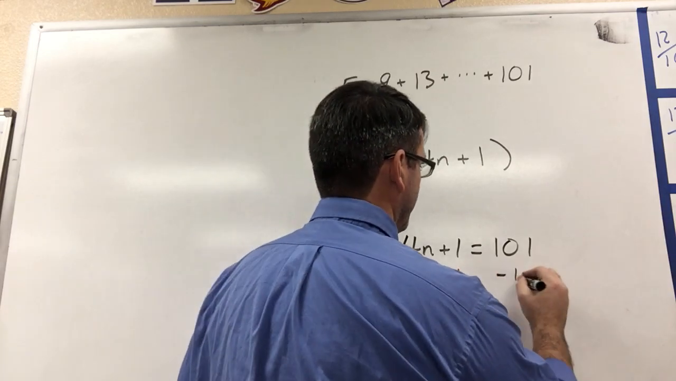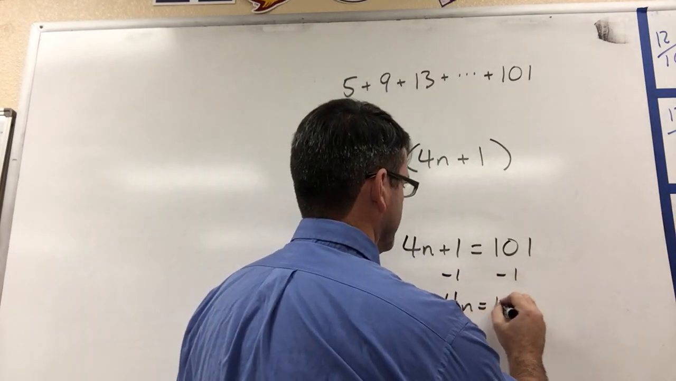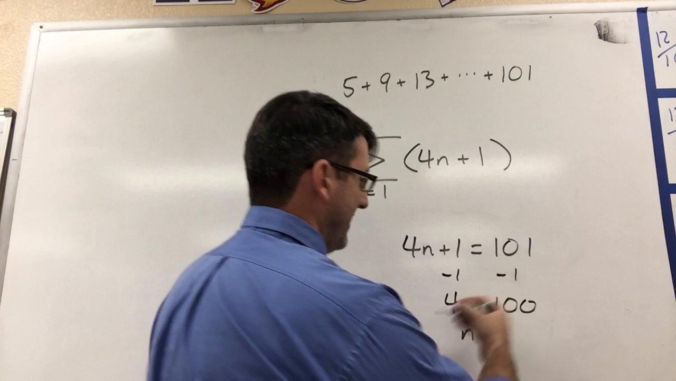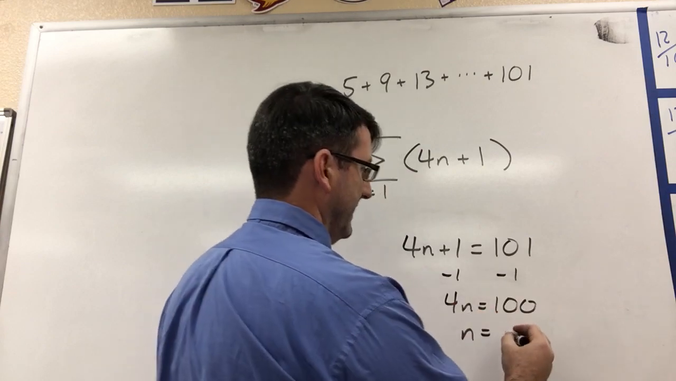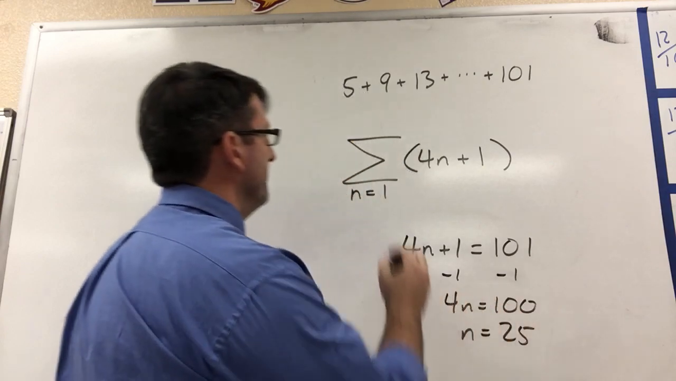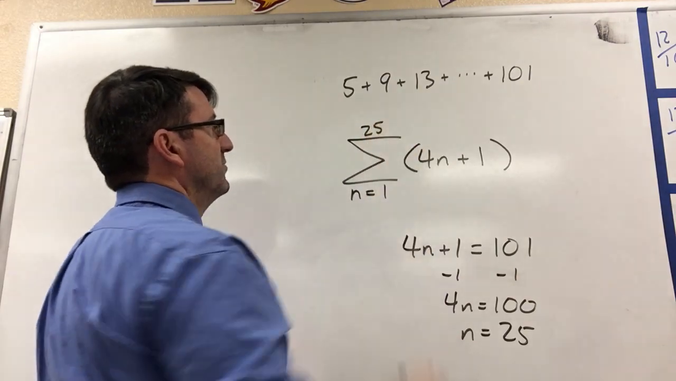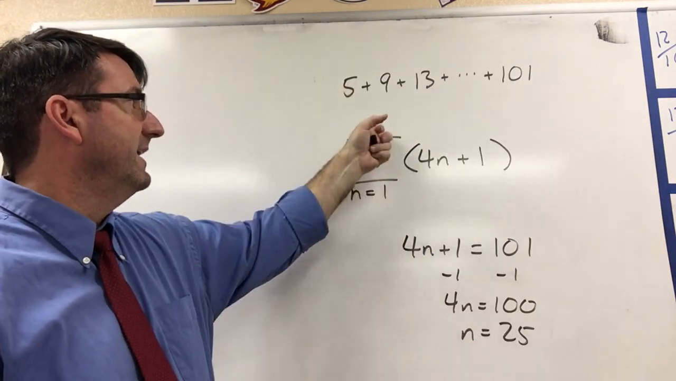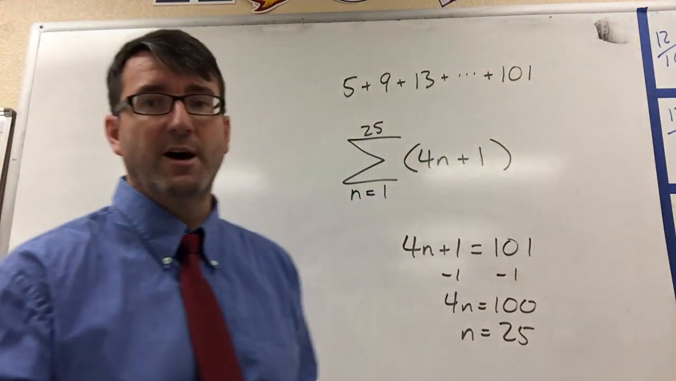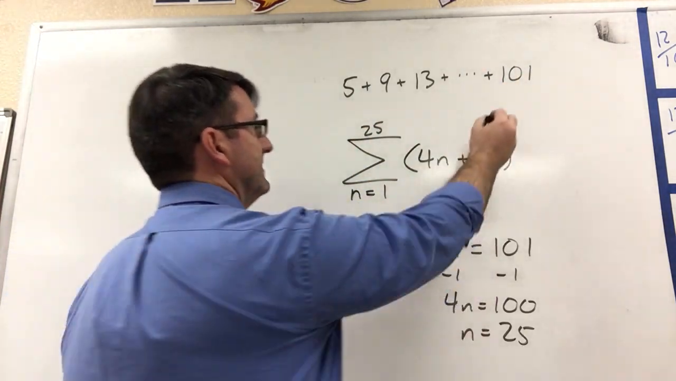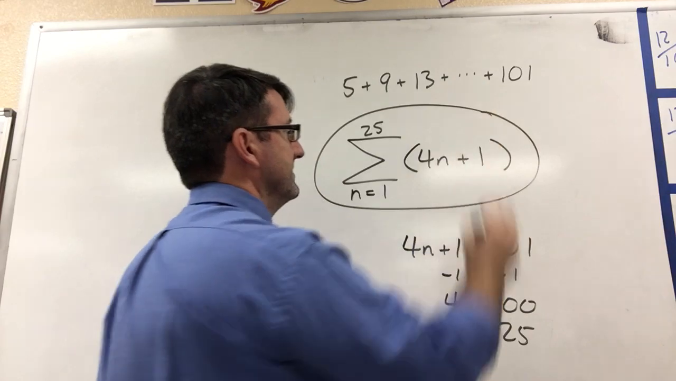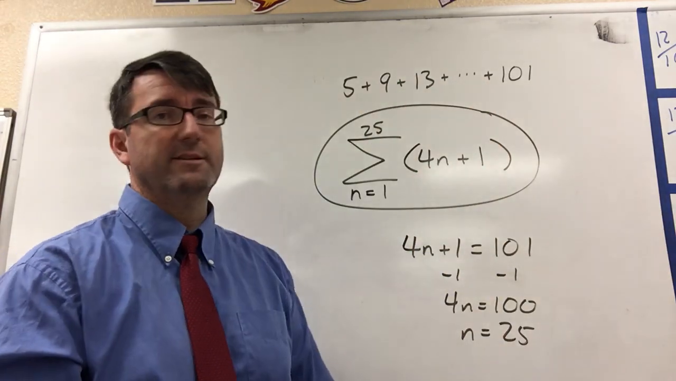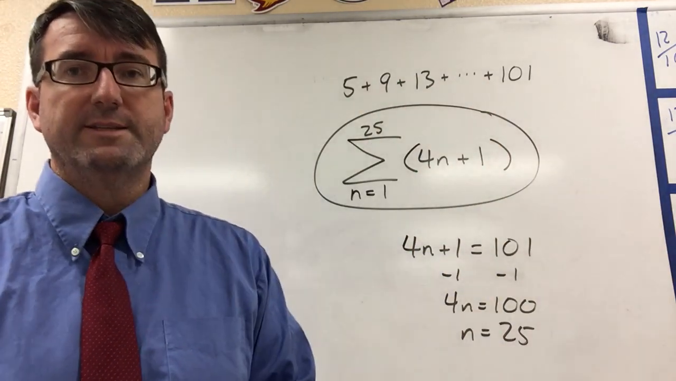So we subtract 1 from each side, we get 4n equals 100. So divide by 4 on both sides, we get n equals 25. So we're going up to the 25th term. We're starting at the first term, which is 5. We're ending at the 25th term, which is 101. And this is going to be our answer. That is this series expressed in sigma notation.